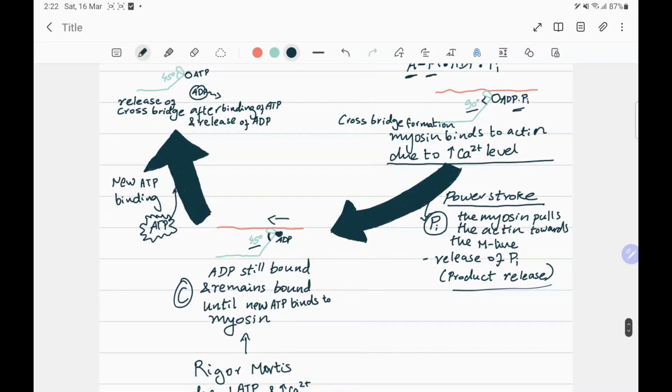It releases the phosphate. However, now after you've done the power stroke, the myosin is still holding on to actin, and it's still holding on to ADP. It's not left it. All right? Now, the only way myosin will let go of an ADP molecule and actin is if a new ATP molecule binds to it. So what happens is you have this myosin molecule bound to ADP, stubbornly holding on to it, and it's also bound to actin.